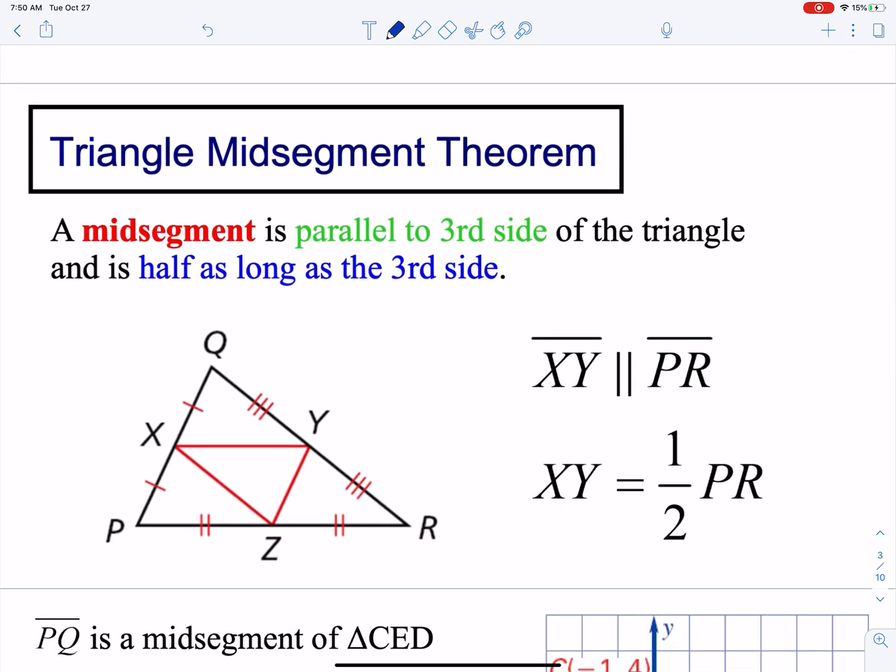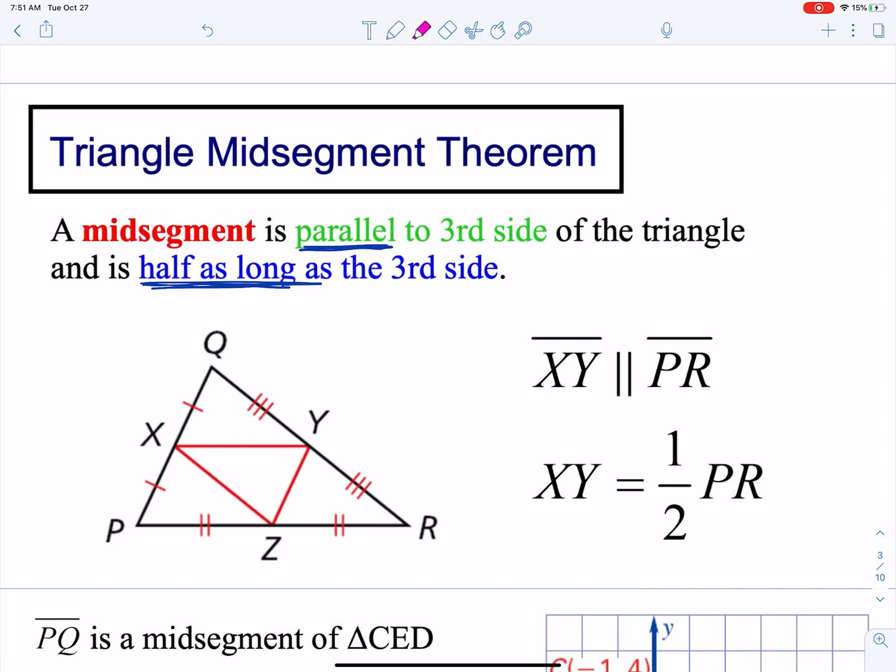Now, a little bit of information about midsegments. This is the triangle midsegment theorem. It says that the midsegment is both parallel to the third side of the triangle and is half as long as the third side.